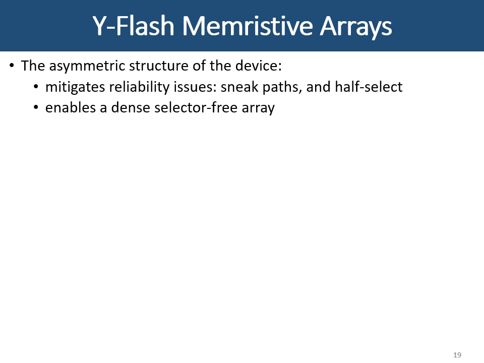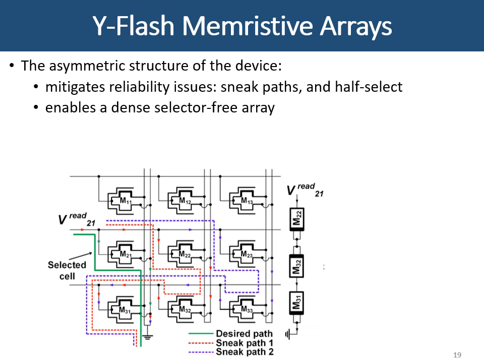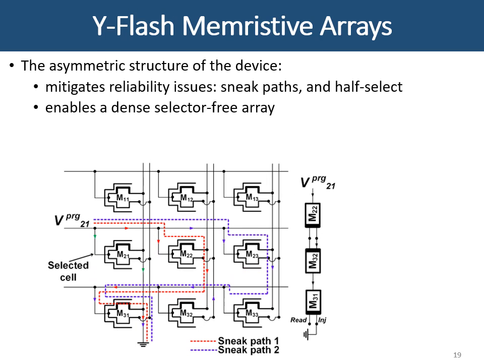This Y-flash device is employed to fabricate an array. The symmetric structure of the device is beneficial in mitigating reliability issues such as sneak paths, as shown in the figure, where sneak path currents pass over cells in opposite polarity and cancel. The same holds for half select during programming.